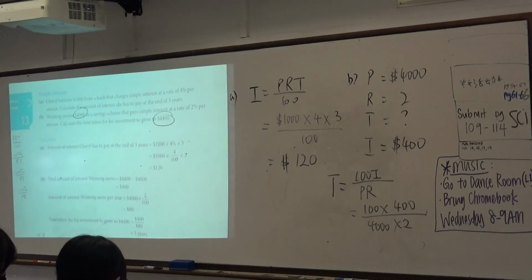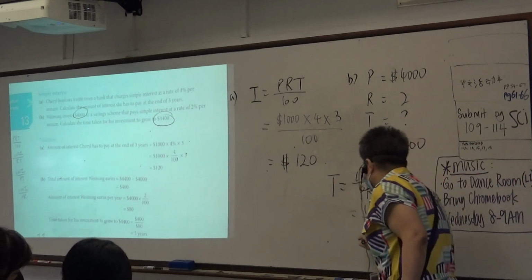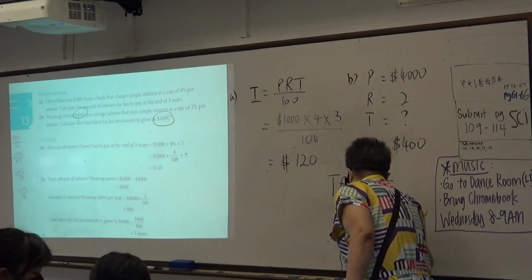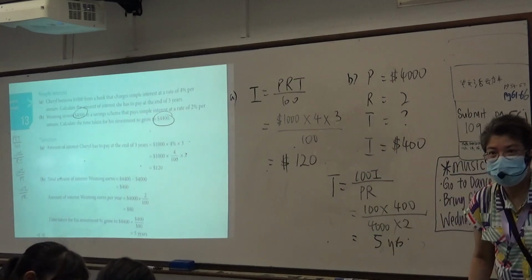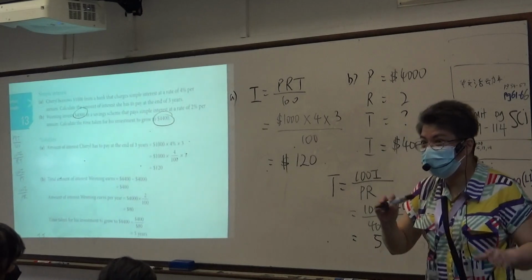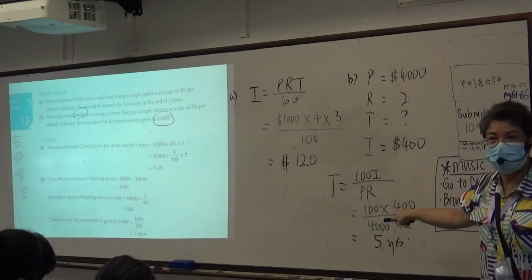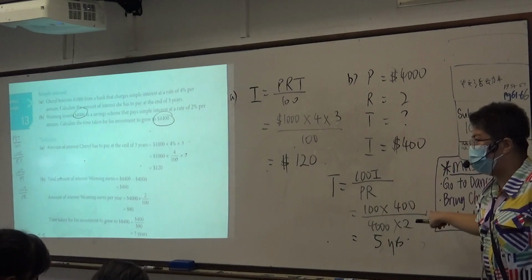How many years must it be? 5 years. Do you get 5 years? Do you get this one equals to 5 years? Yes or no? Okay, so do you know how to use the formula now? Okay, I can give you other things. You just see which one is the question mark, you just apply. Is that clear to everyone here?